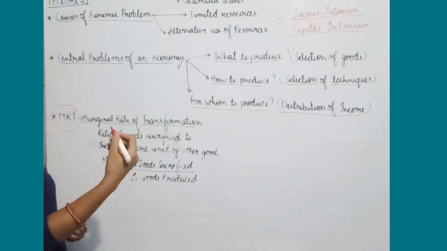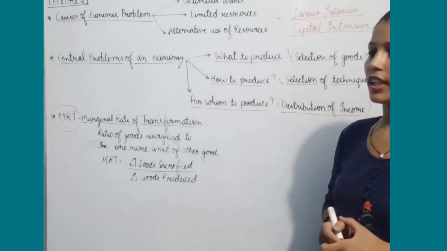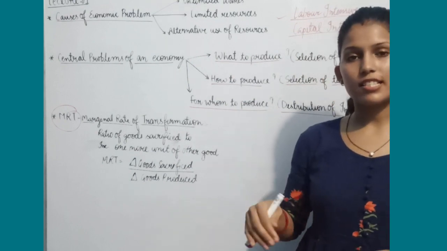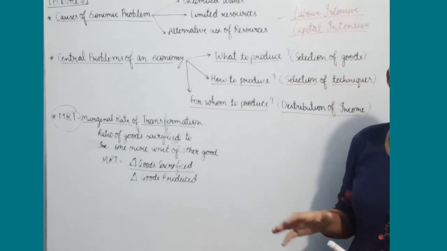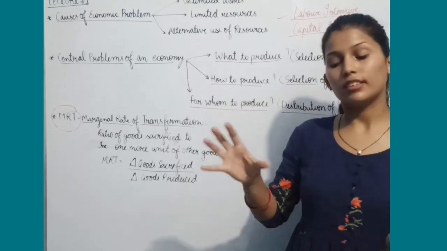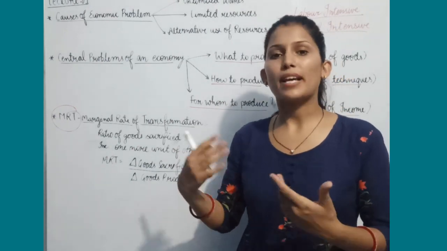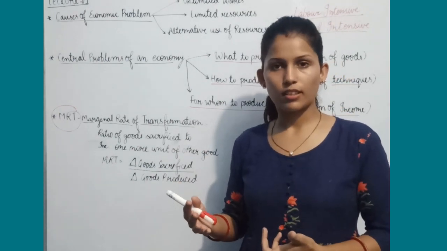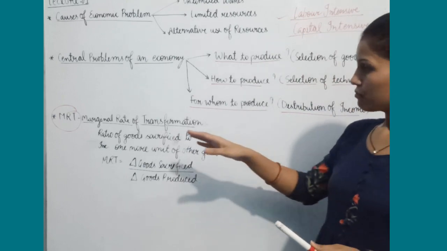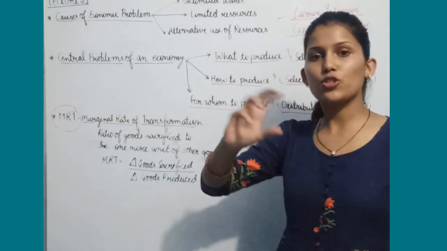Okay. Next is the MRT. MRT here is marginal rate of transformation. See, in economics we have studied that the resources are very scarce. There is scarcity of resources, means very limited resources are there. So we have to utilize those resources in such a way that we can fulfill maximum demands. Okay. So marginal rate of transformation, it is a transformation rate.